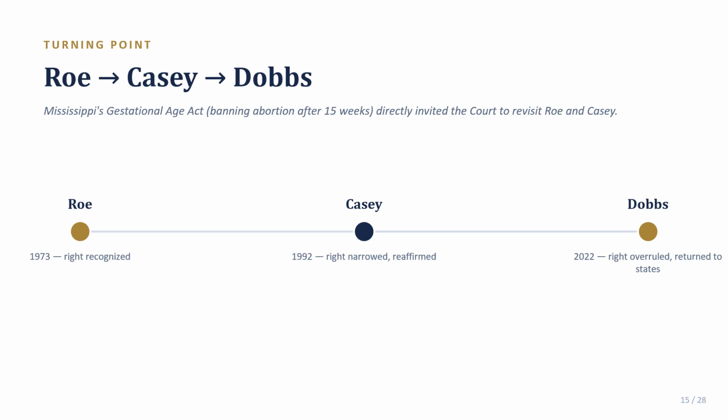All right? The practical effect was that abortion law in the United States, which had operated under a uniform federal constitutional floor for nearly 50 years, became a matter of state-by-state variation, ranging from full protection to near total prohibition.